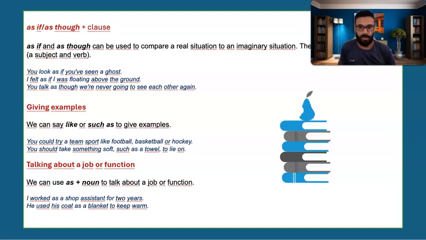He used his coat as a blanket to keep warm, right? His coat wasn't really a blanket, but he used it as one. So as in this context communicates that the coat was used in the place of a blanket. Yeah, it worked. The function was the same. The outcome was the same. Kept him warm.